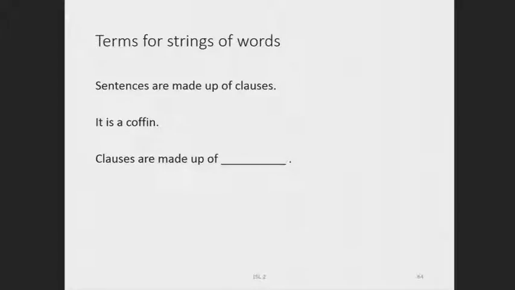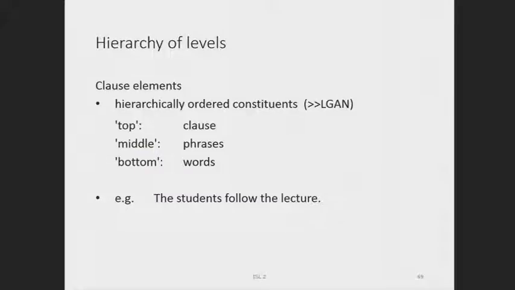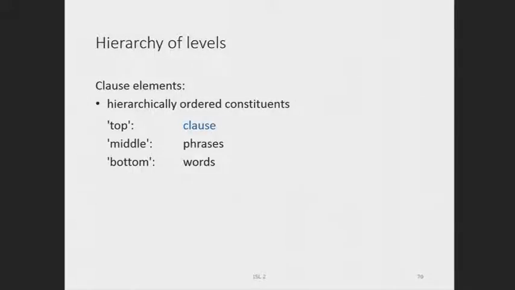Yeah. So sentences are made up of clauses. What are clauses then made up of? What's the next smallest unit you remember? Yeah. Phrases, indeed. What are phrases made up of? Words, yeah, perfect. So this is what we call the hierarchy of levels: clauses, phrases, words. Now clauses, phrases, and words, they together... okay, we have a little bit more on that. So obviously on the top, if we look at a sentence like "the student follows the lecture," the whole thing is obviously the clause. How many phrases do we have?